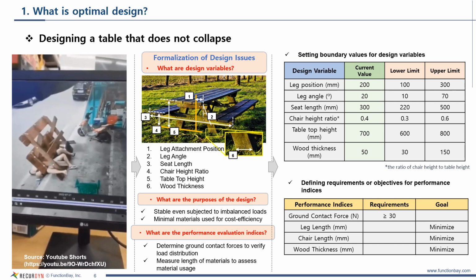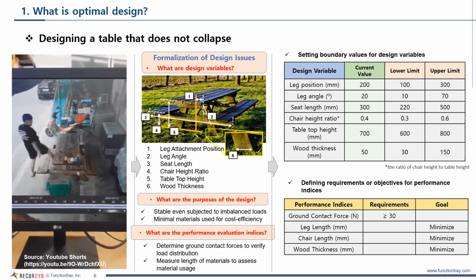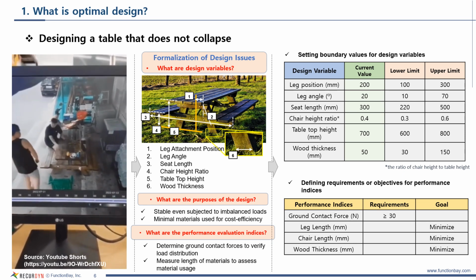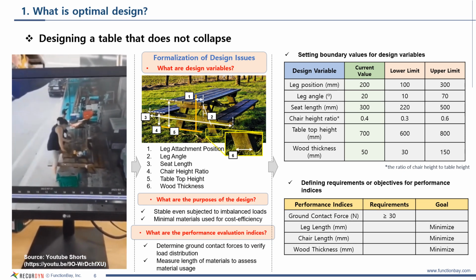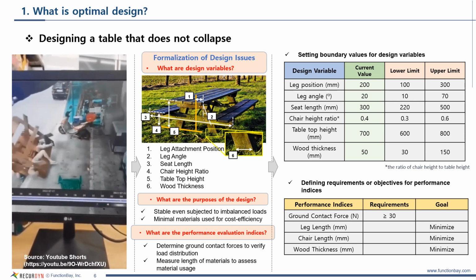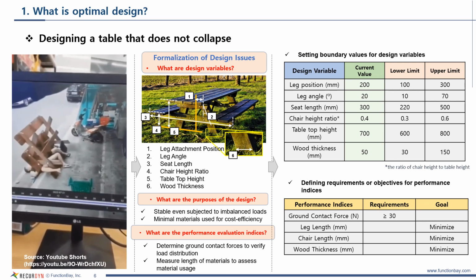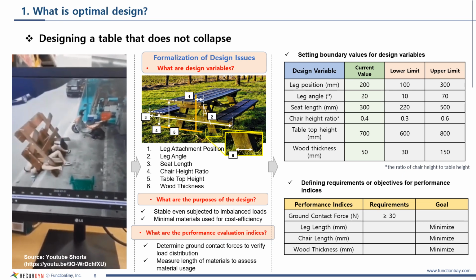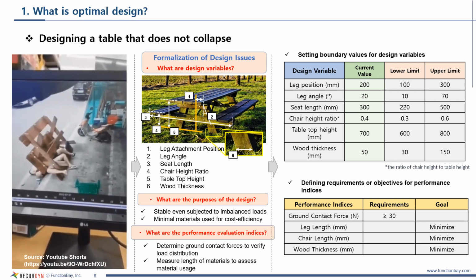Let's try applying the process that I mentioned earlier to this example. First, we should determine the design variables. Design variables are the values that can be changed within the design. Since the design of the table surface is fixed in this example, we want to try to change other aspects of the design. Therefore, we define 6 visual values as design variables.